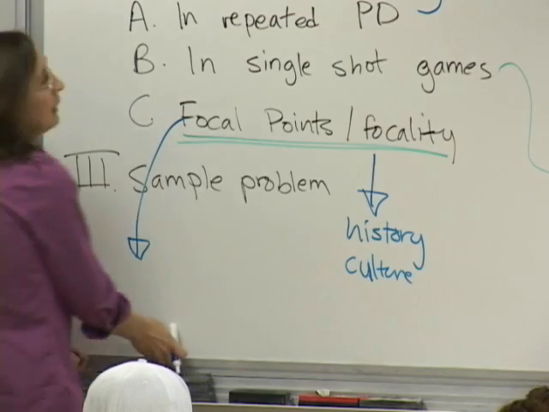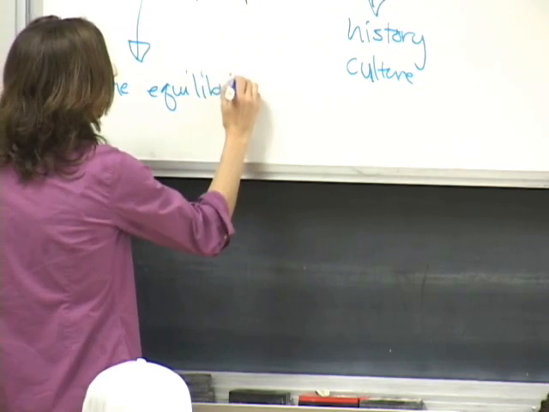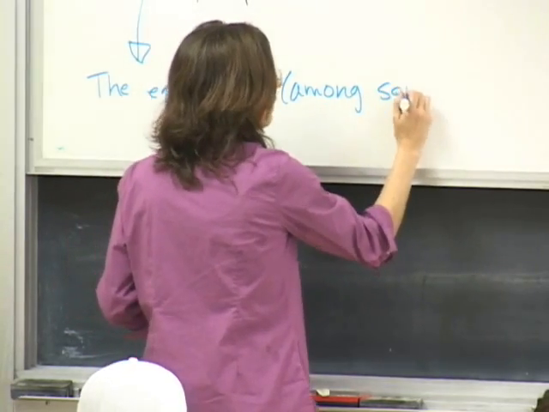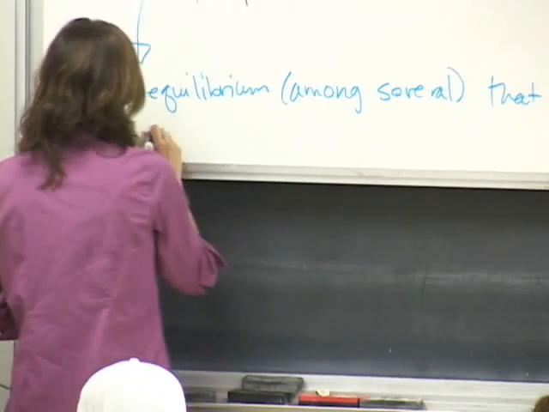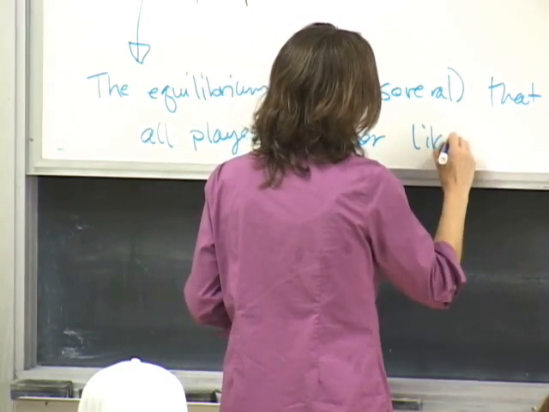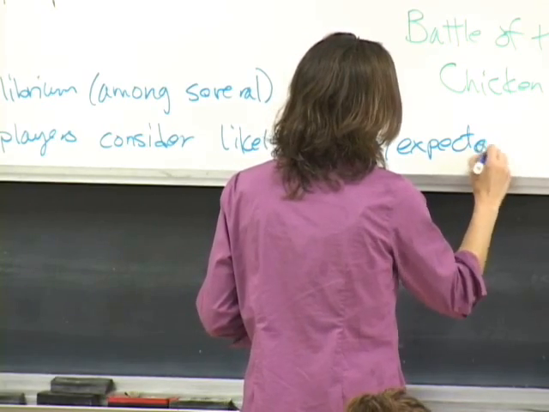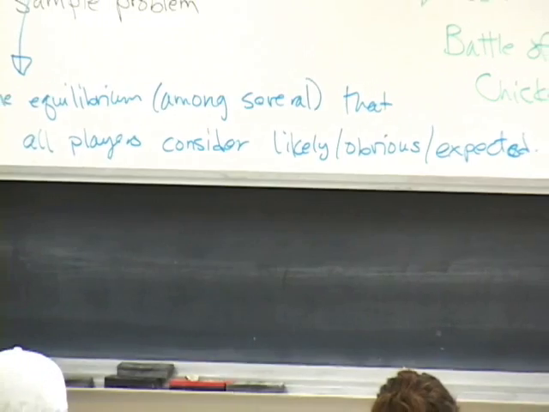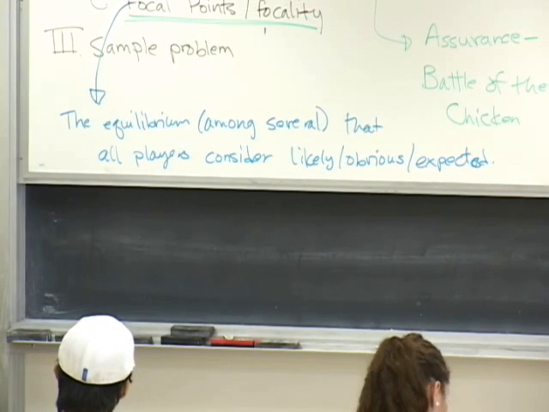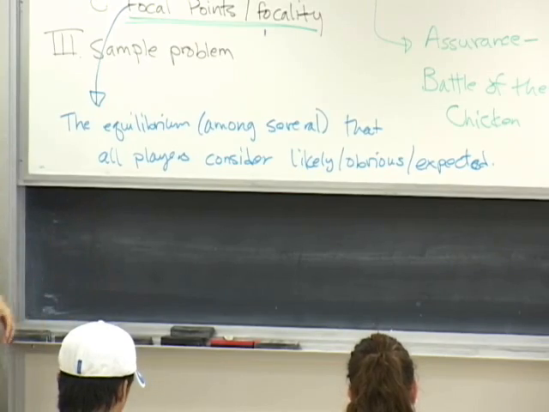So if something is a focal point, it is the equilibrium, I'm just going to erase here to give myself a little more space, among several that all players consider likely, obvious. It's what they expect. We don't always have focal points. Okay, you could be in a situation of multiple equilibria where nothing is focal as well. But in many cases, going outside of game theory in a particular context can help us identify which of several equilibria would be focal.